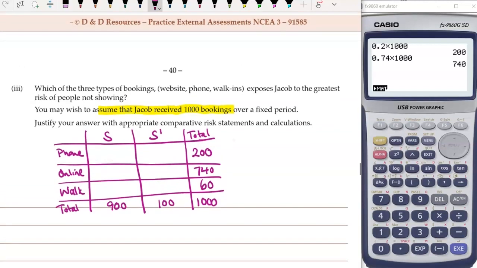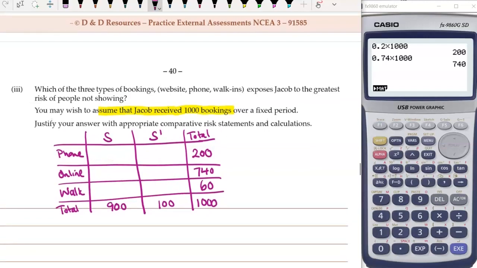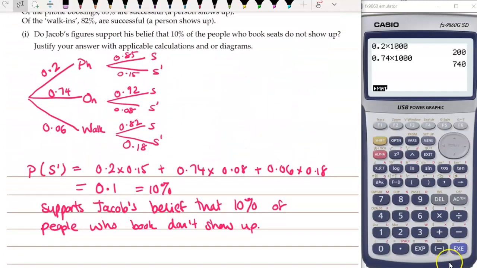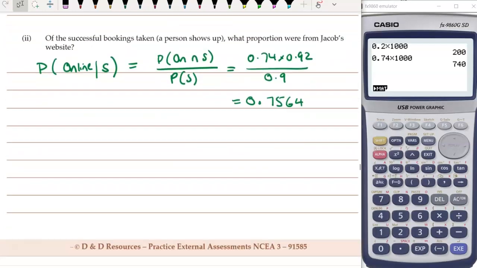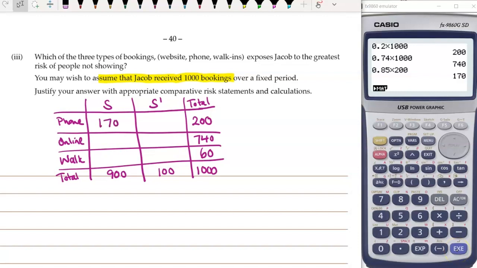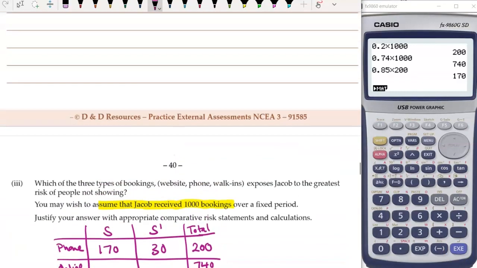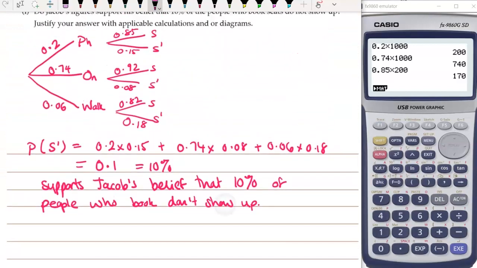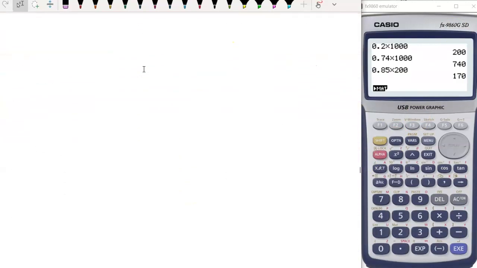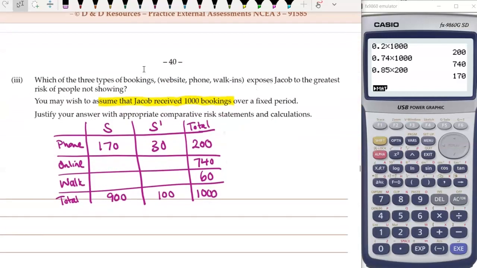Now let's work out what we've got for each of phone, online, and walk-in. So of the phone ones, 85% of those are successful. Okay, so 85% of 200 are successful. So we have 170 in here, and that would leave 30 here. Online, 92% of those are successful. I'm just looking at this bit here. And walk-ins, 82% were successful. So 92 and 82. There we go.